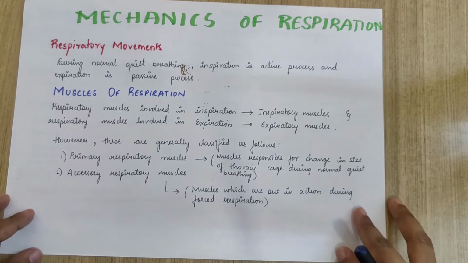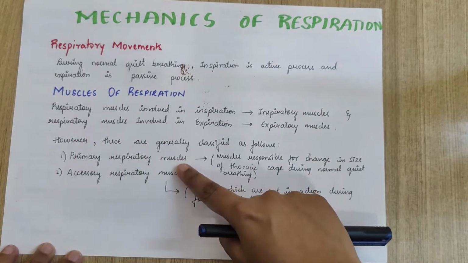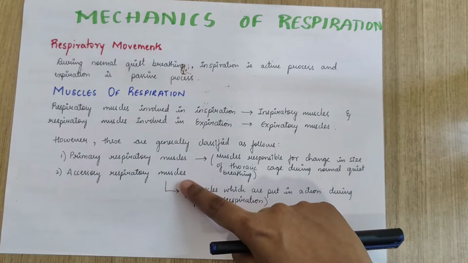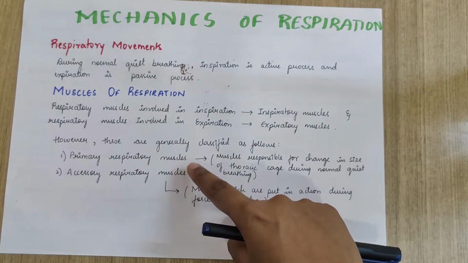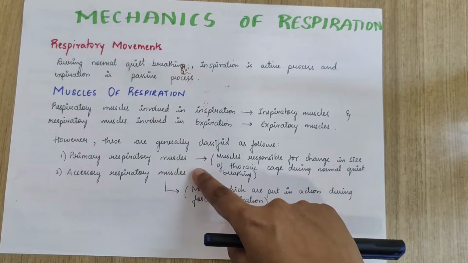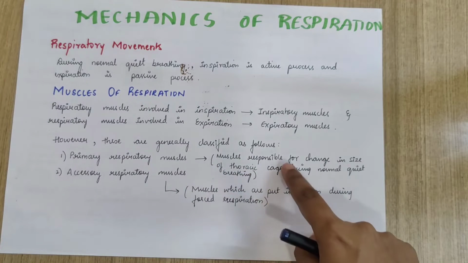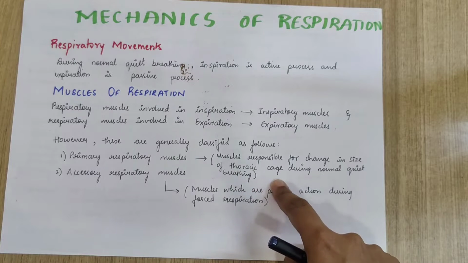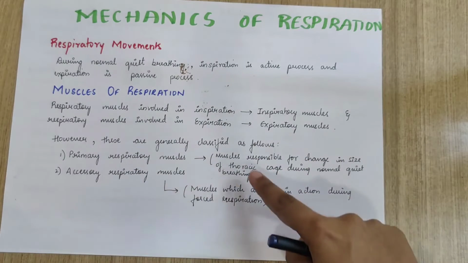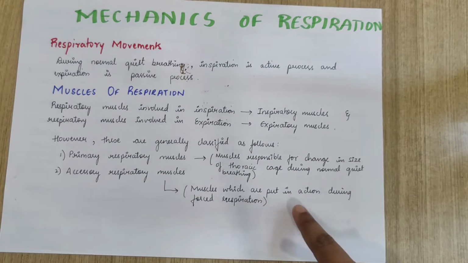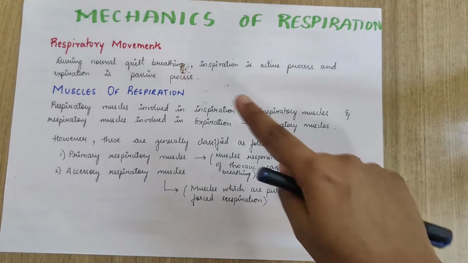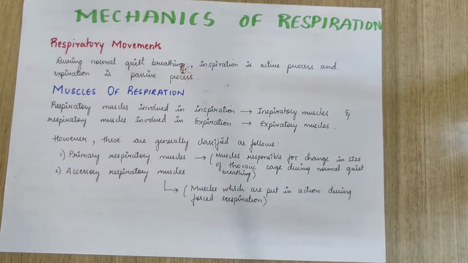However, these are classified into primary respiratory muscles and accessory respiratory muscles. Primary means what? Main action. Primary respiratory muscles are those which are mainly responsible for change in size of the thoracic cage. Whereas accessory muscles work only when there is forced respiration. When extra energy is needed, these respiratory muscles come into work.